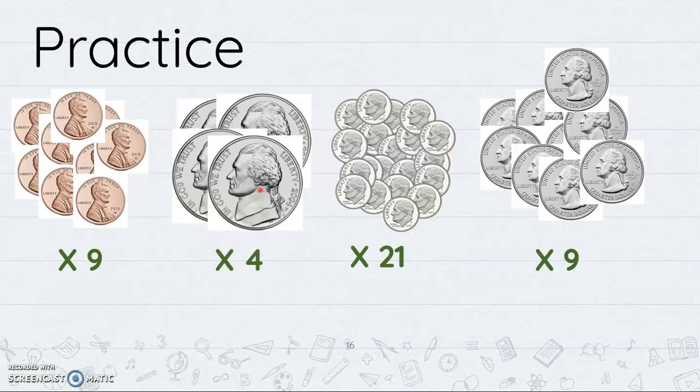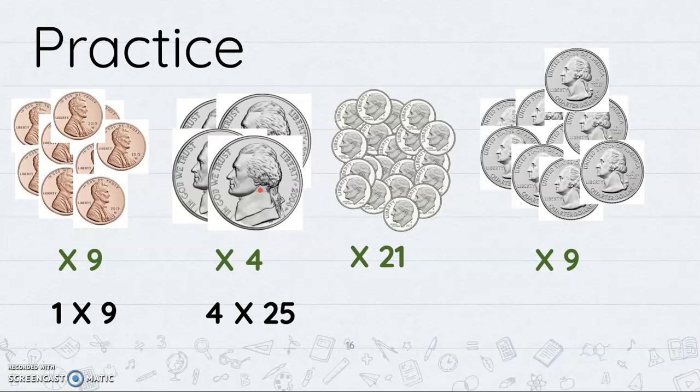How much is that worth? Well, let's calculate it. We know that a penny is worth 1 cent, so we multiply 9 pennies by 1 cent, so we get 9 cents. Then we know that a quarter is worth 25 cents, so we multiply 4 quarters by 25 cents, so we get 100 cents, or $1.